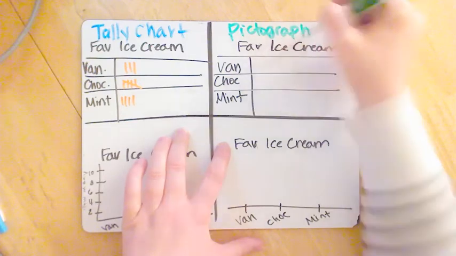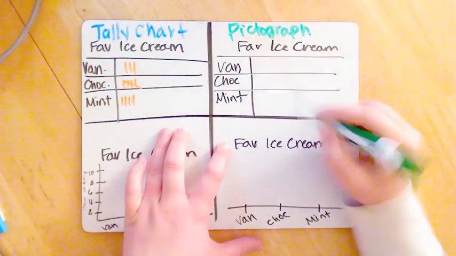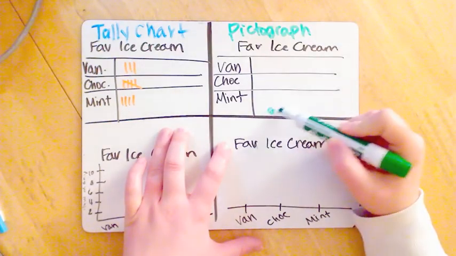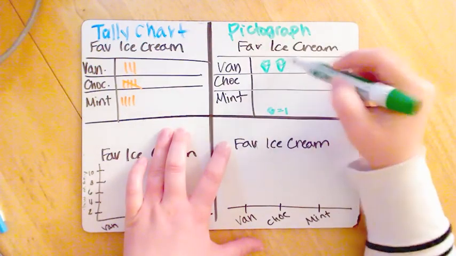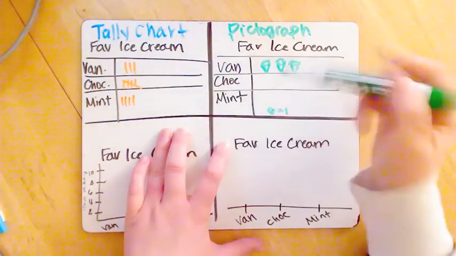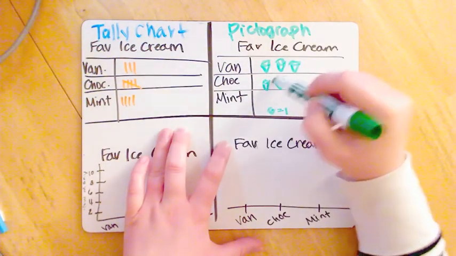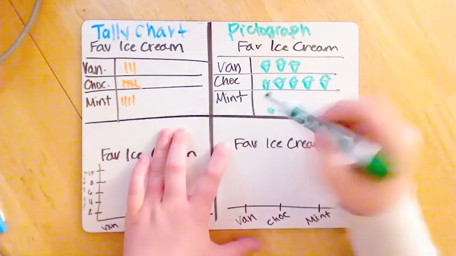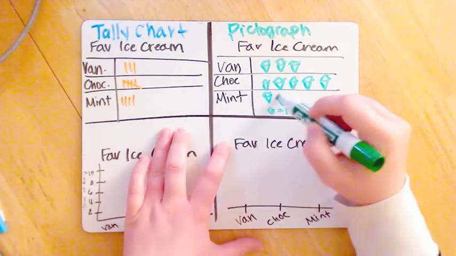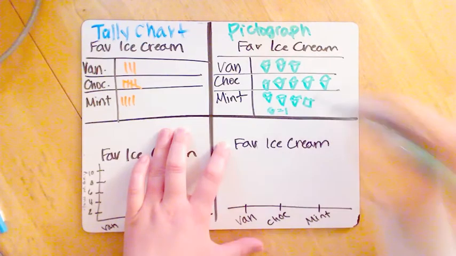And we use pictures. So I'm going to use ice cream cones. So 1 ice cream cone equals 1. So I have 3 vanilla, so I'm going to draw 3. Chocolate, I have 5. 1, 2, 3, 4, 5. And mint, I have 4. 1, 2, 3, 4. Okay.